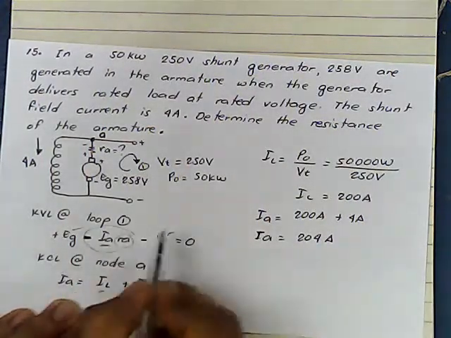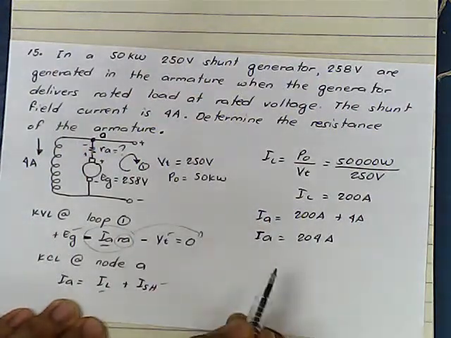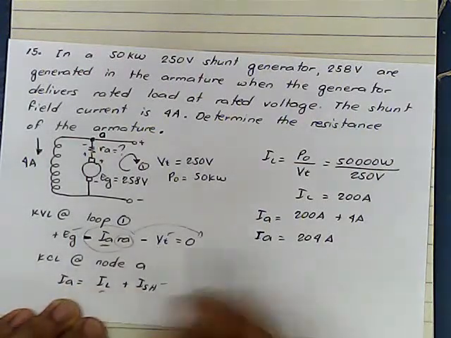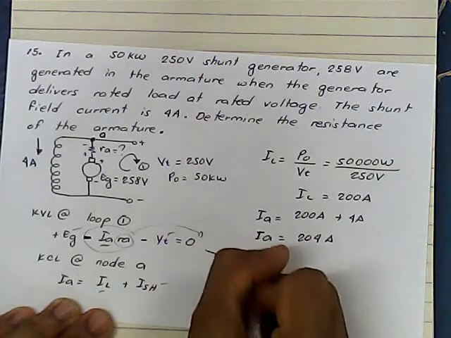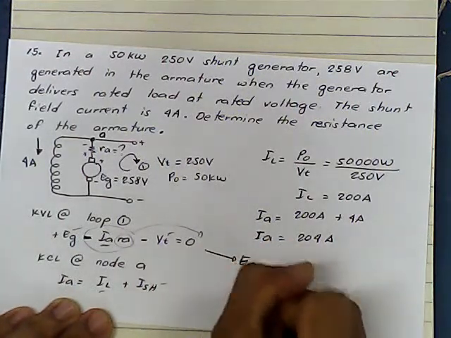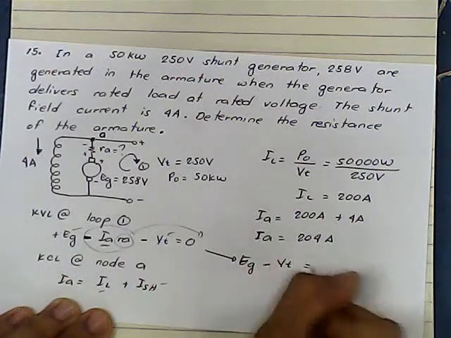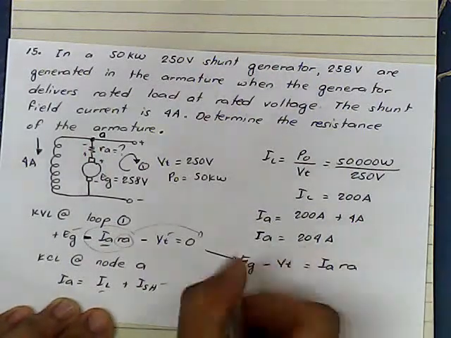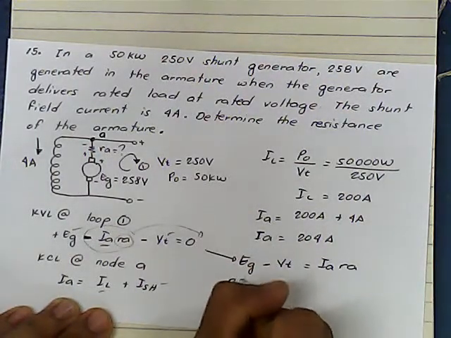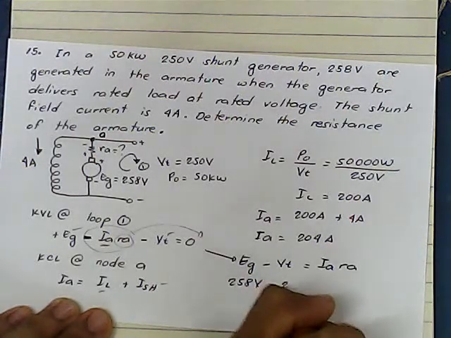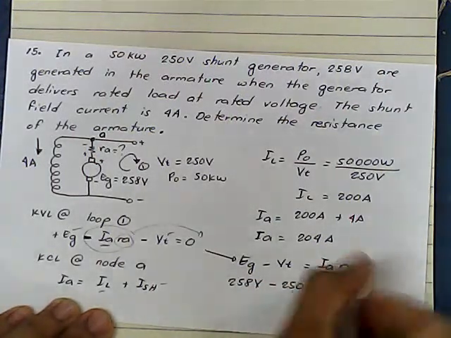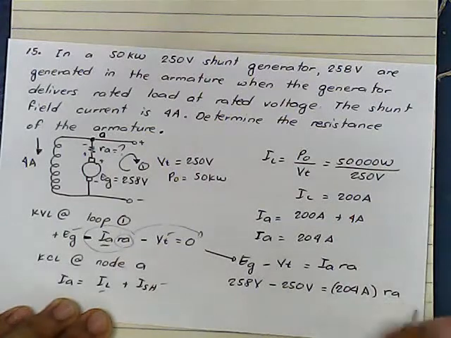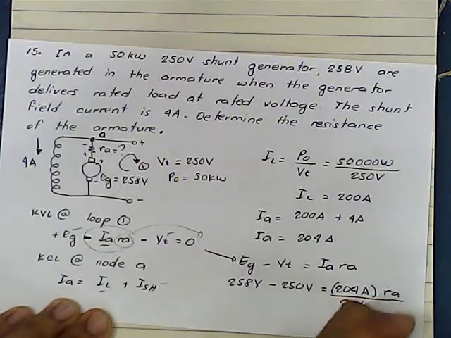So, ang gawin po natin, itong IARA, transpose lang po natin dun sa kabila. So, magiging positive po yon. Ang matitira po, EG and VT. So, from that equation, EG minus VT is equal to positive IARA. Yan po. So, yung EG natin, that is given as 258 volts minus 250 volts equals 204 amperes, multiply that by RA.